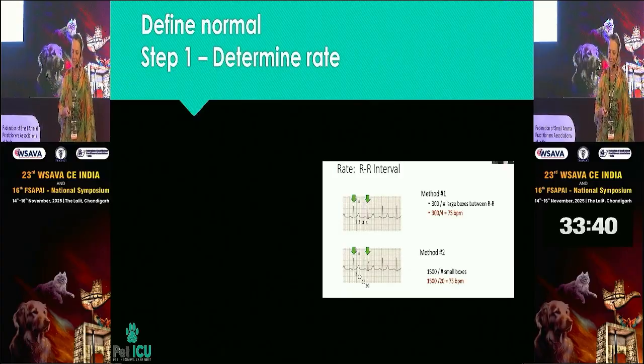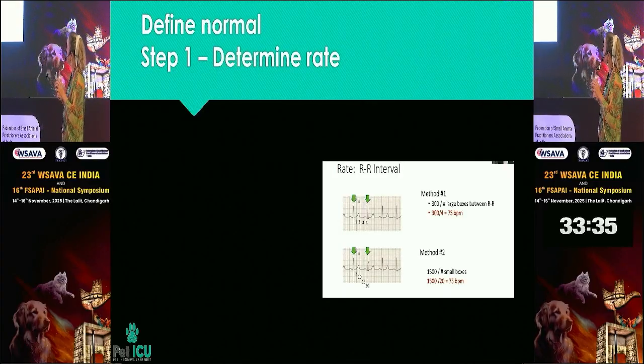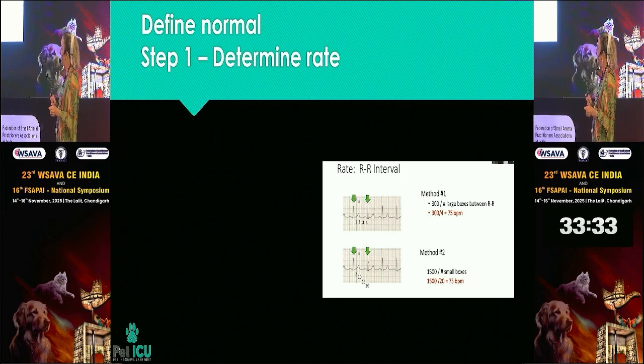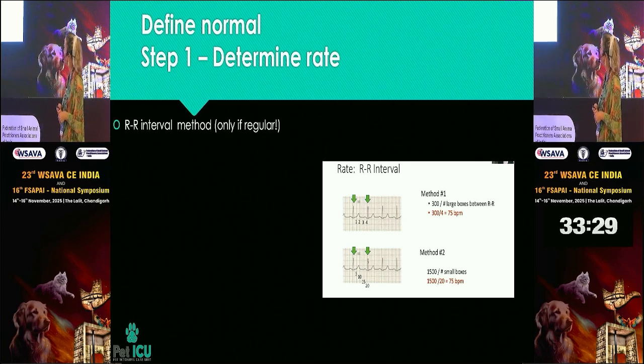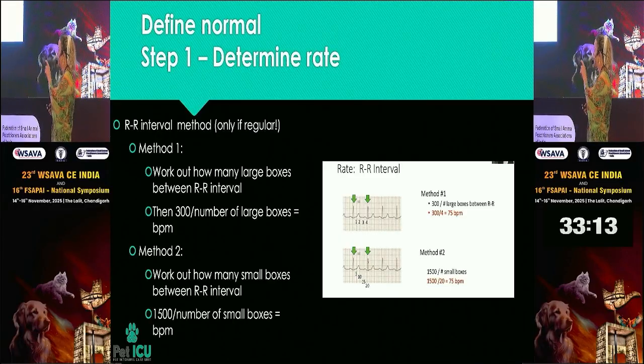Another cheat way is a bit cruder. It's only to be used if they're in a regular rhythm, because if they're irregular, it depends on which RR interval you count. You work out how many large boxes are between your RR intervals, and this is at a normal speed of 25 mm/s. Then it's 300 divided by the number of large boxes between, because there would be 300 large boxes in a minute.